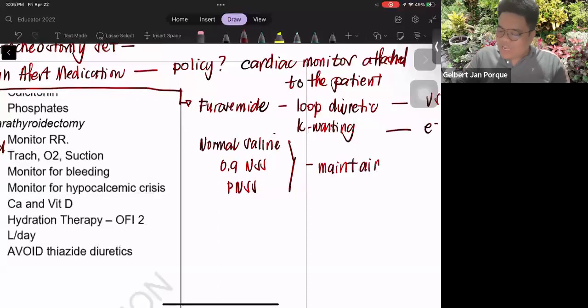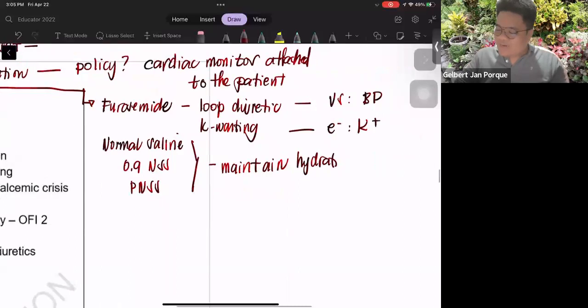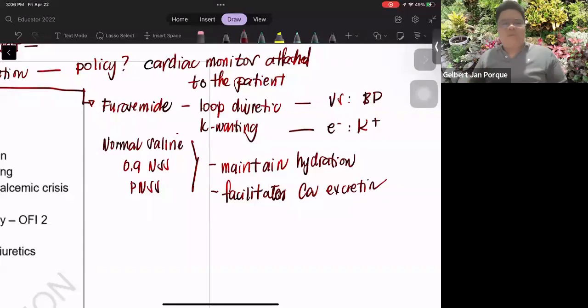In hypercalcemia, the first purpose is hydration. And the second purpose is that your sodium facilitates calcium excretion. The principle goes back to your cations and anions. If you can recall, class, your calcium and potassium are both positively charged ions. So the tendency is that one could not be with the other. So it also facilitates calcium excretion.